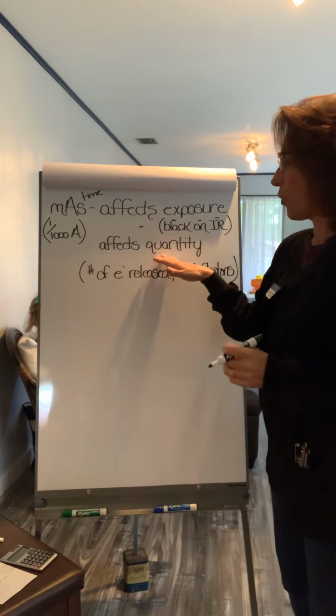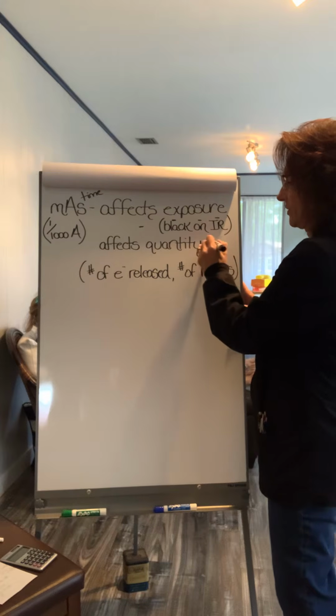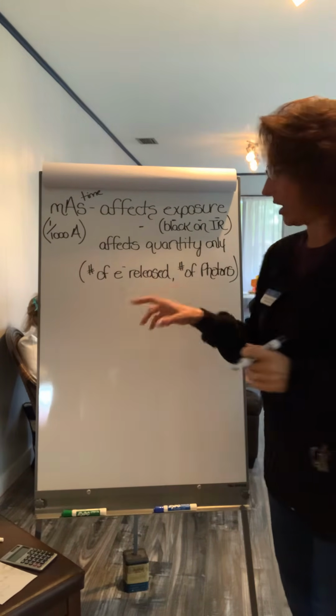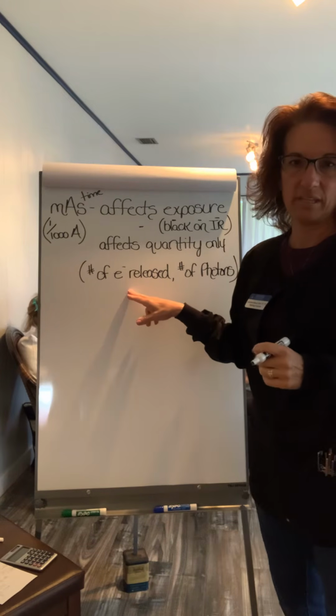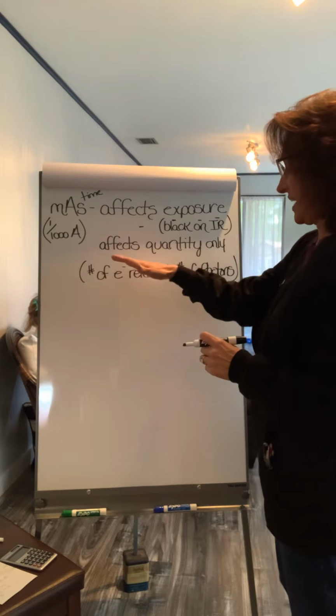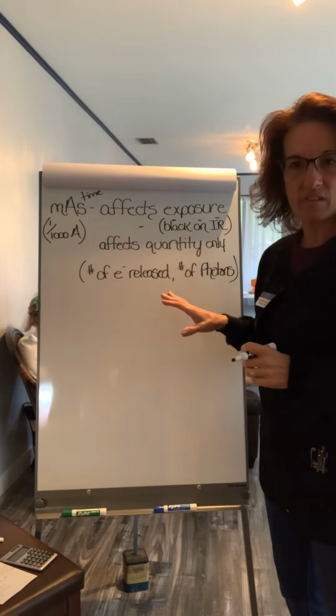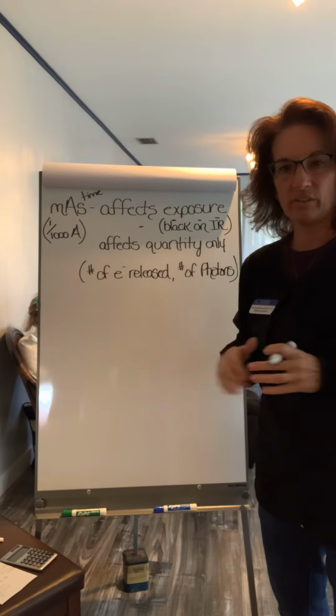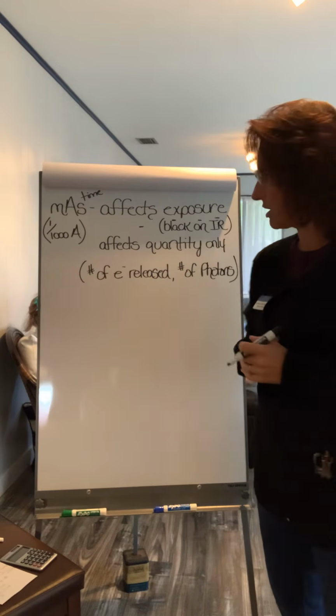Mass affects quantity only. Now what do I mean by that? It affects the quantity of electrons that are released from the heated filament during thermionic emission. So ultimately, it affects the number of photons that will be contained in the primary beam. So mass only affects quantity, nothing else, all right?